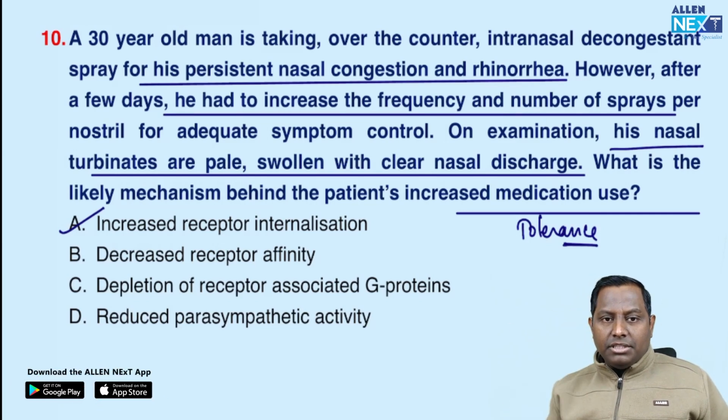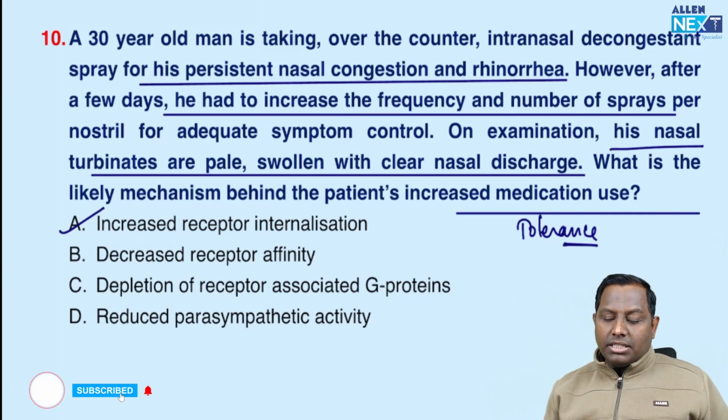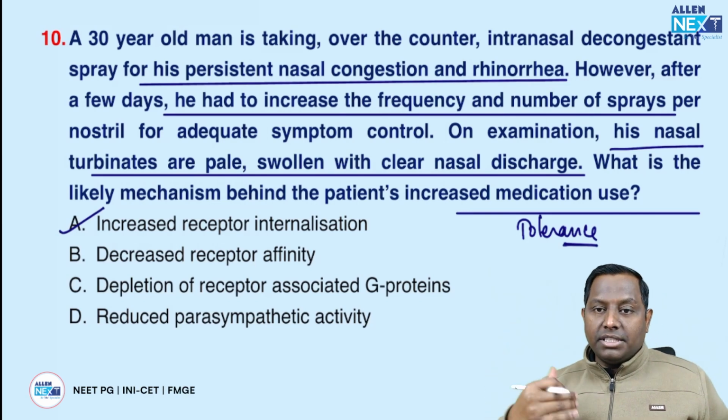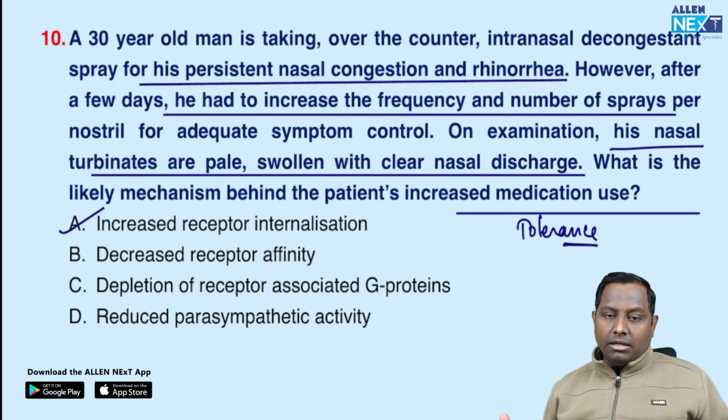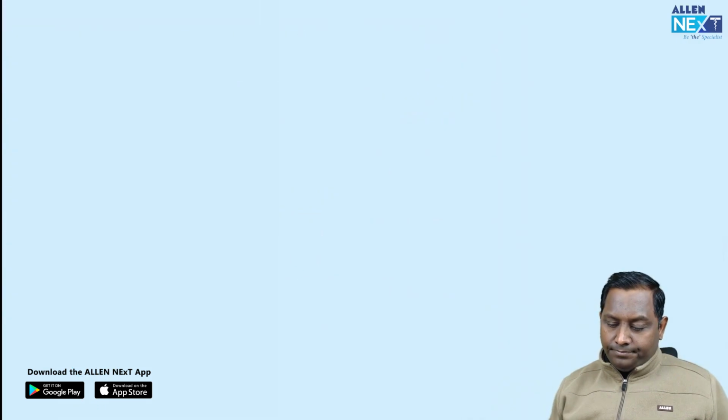Depletion of receptors with G protein reduce parasympathetic activity. Again, they are just dummy choices. Tolerance is a simple thing, and it is increasing the receptor internalization. That means receptors are hiding, they are going inside, right? That is how they are not responding at the same dose.